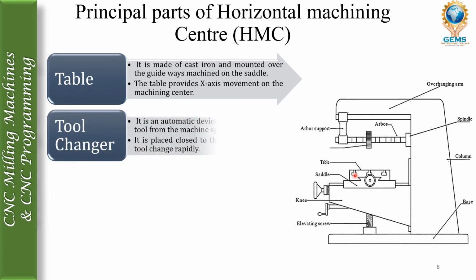Now the tool changer. The tool changer is an automatic device which is used to change the tool in the machine spindle. It automatically changes the tool from the machine spindle, and it is placed close to the spindle to enable the tool change rapidly.